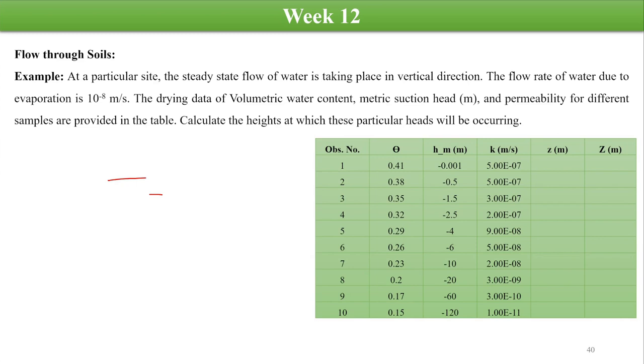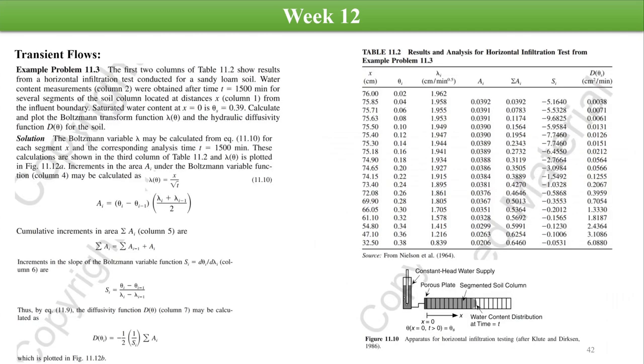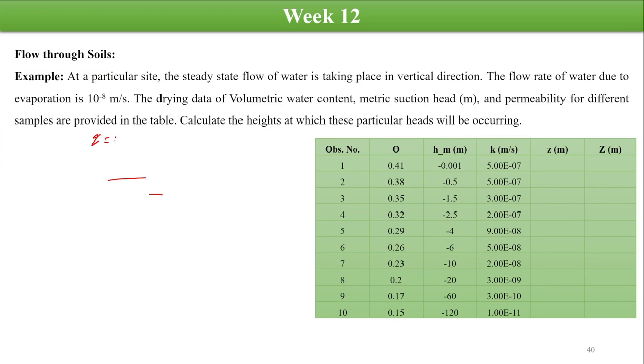Let's see this problem: at a particular site the steady state flow of water is taking place in the vertical direction. The flow rate of the water due to the evaporation is given. So basically we have been provided with the value of Q, that is 10 to the minus 8 meter per second, the drying rate, the volumetric water content theta, and the matric suction head hm. The permeability of different samples is provided in the table. And we need to calculate the height at which these particular heads will be occurring, right?